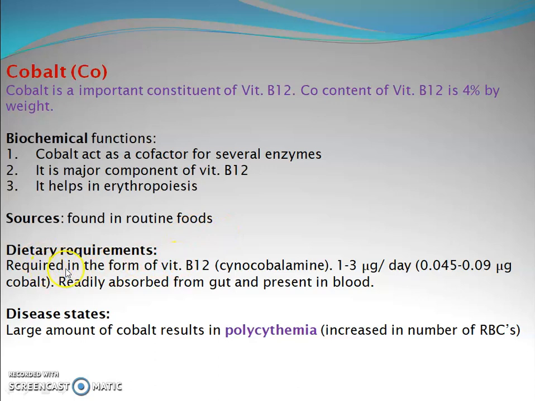Dietary requirements: required in the form of vitamin B12, cyanocobalamin 1 to 3 microgram per day, or 0.045 to 0.09 microgram cobalt, readily absorbed from gut and present in blood. Disease state: large amount of cobalt results in polycythemia, increase in number of RBCs.